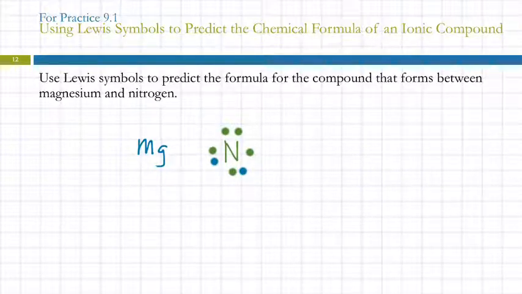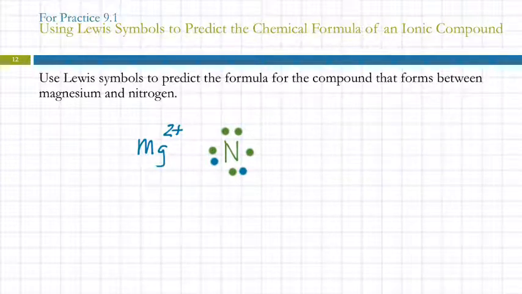Now, magnesium has a charge, doesn't it? It lost 2 electrons, so it's got a positive 2 charge. Is the magnesium happy? Yeah, it's got an octet. We're not showing it in the symbol, but under those 2 valence electrons, there's a nice complete shell of 8 electrons.